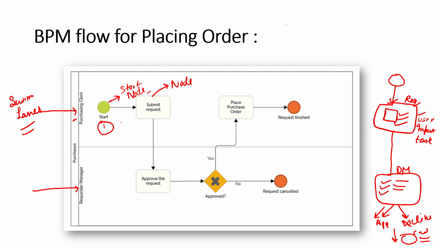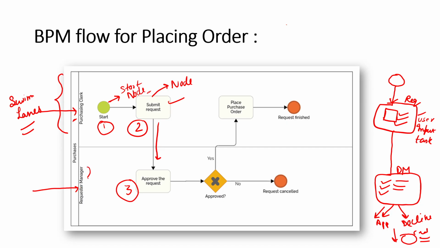So in this business process, the purchasing clerk needs to submit a request. He needs to fill in this request and submit it. That's why it is under the swim lane for the purchasing clerk. When this request is submitted, it will go to this particular node. After step 2, we have step 3, which is approving the request.